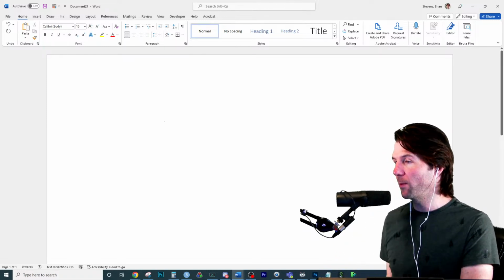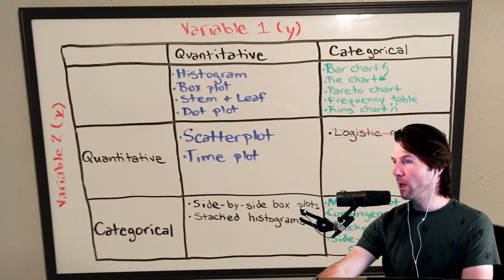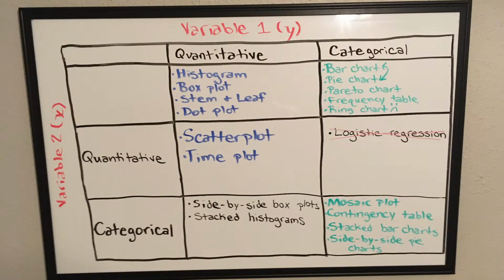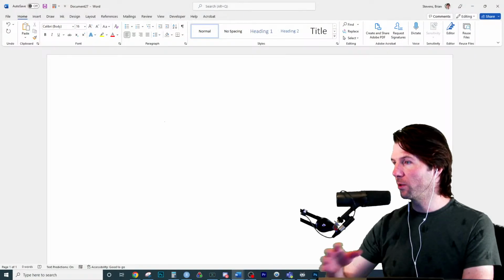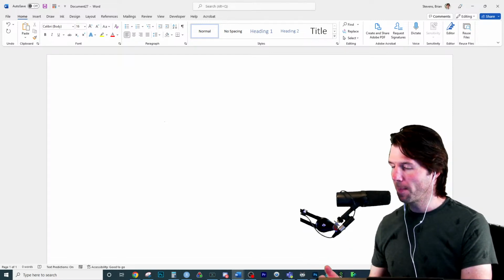So, a frequency table displays what kind of data? Categorical. A frequency table just shows you the frequency of observations in a group. Always try to memorize it that way.